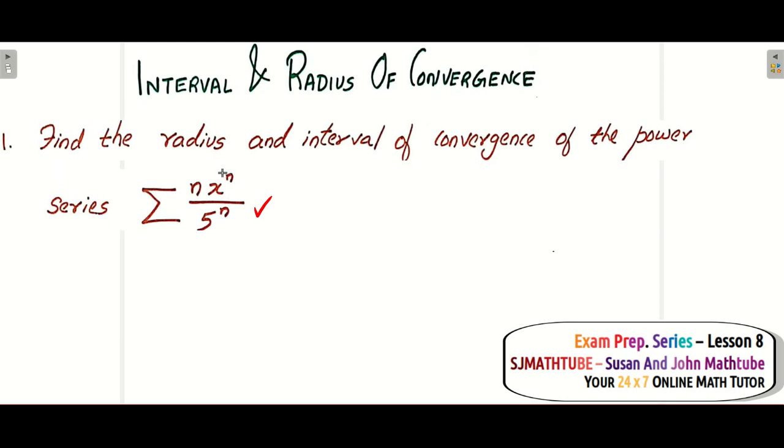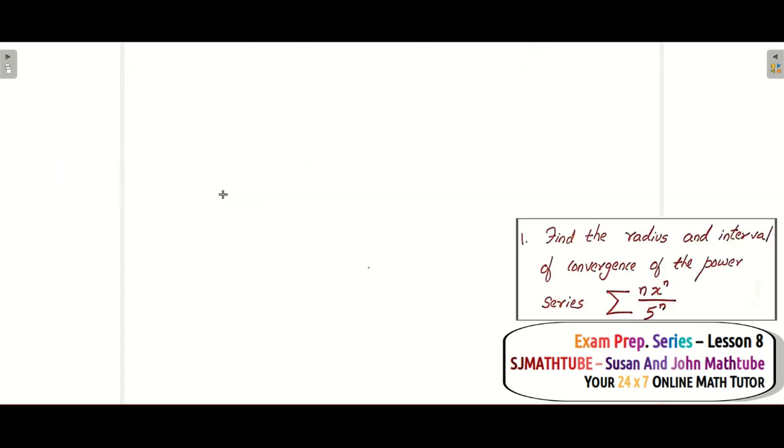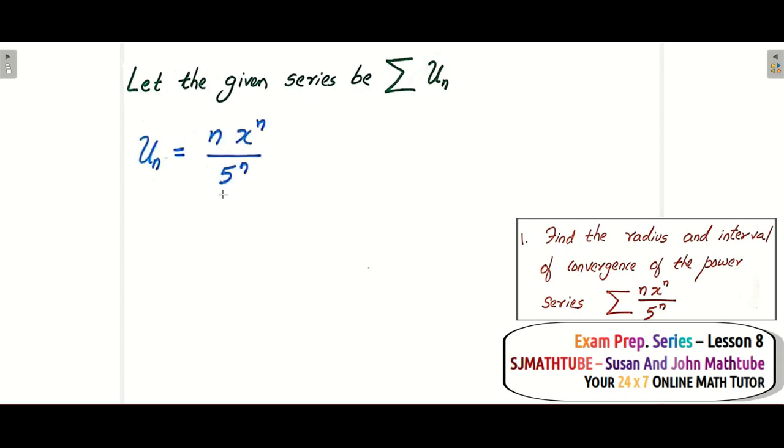Now the question is, what will be the interval of convergence? That means, what are the values of x which will give us series which converge? It's not one value or two values, it will be an interval. So we want to find those values of x which will make the series converge. I have kept the question on the right side of the screen as always, and let's start. As always, let the given series be sigma un, where un is n x power n by 5 power n.